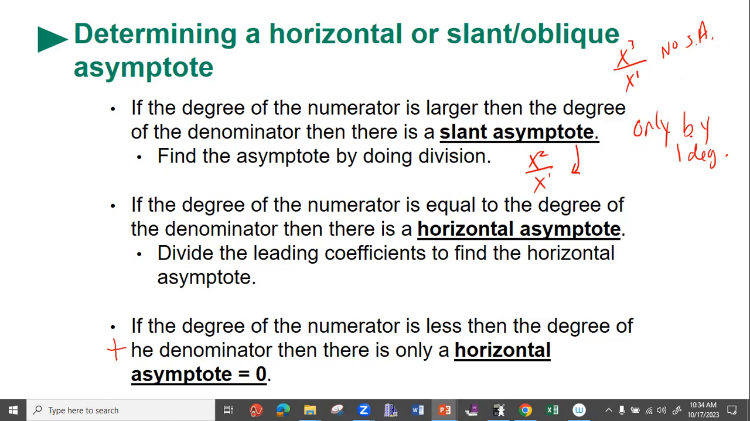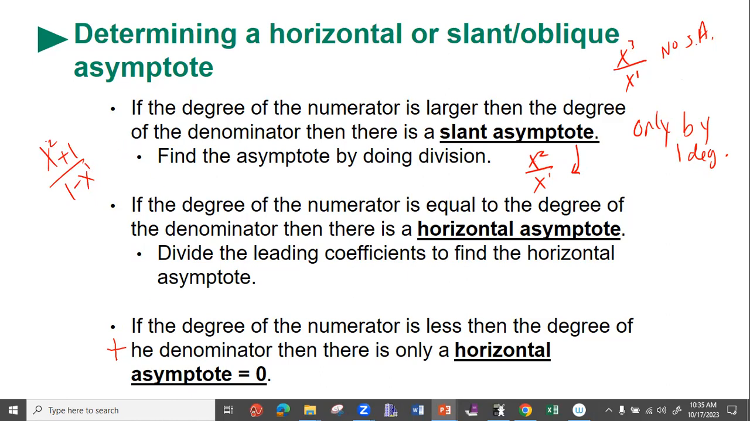It's only a slant if it's by 1 degree of separation. So x squared over 1, that's only 1 degree of separation. If I have x squared plus 1 over 1 minus x, that's only 1 degree of separation. This is a degree of 2. This is a degree of 1. So there is a slant asymptote.